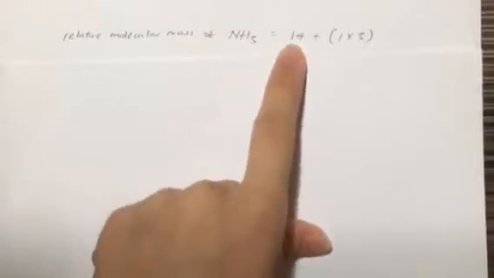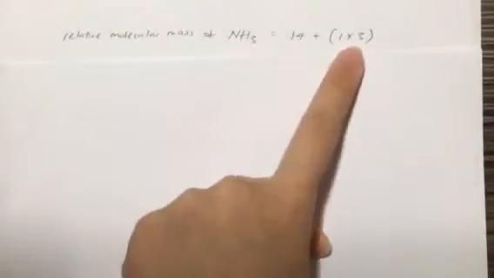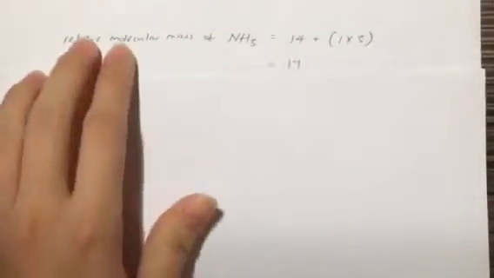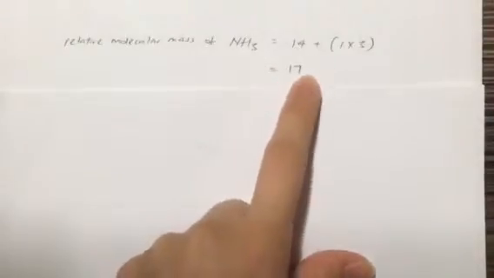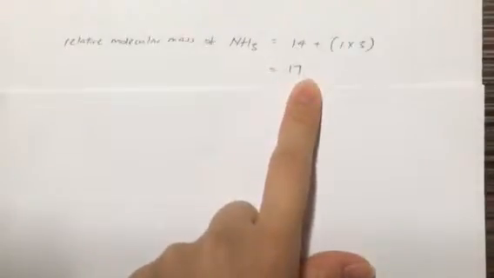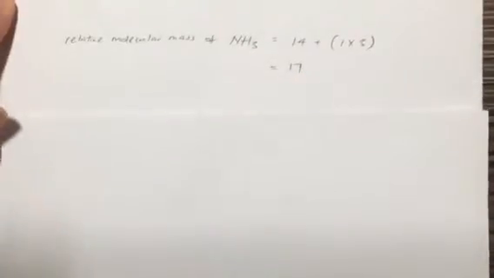Now, relative molecular mass of ammonia. So 14 for nitrogen, hydrogen 3 times 1, 17. Again, relative molecular mass has no units. Only molar mass has units, but relative molecular mass has no units. Okay, so we move on.